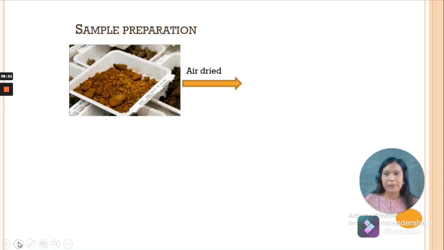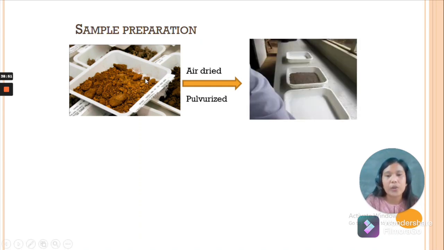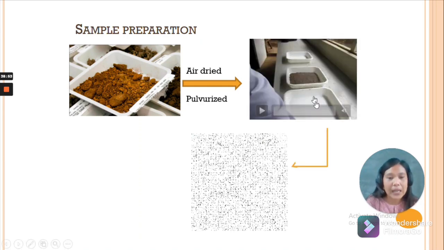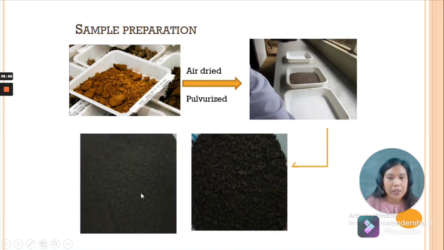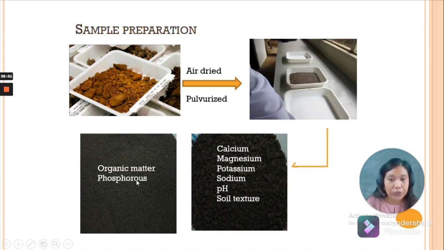Sample preparation. Okay, this part class is just for your information, because these are the job of the analyst. But to better appreciate why our soil sampling needs to be proper, the sample is air dried, pulverized, then sieved into small mesh particles and bigger ones that will go to the analysis. For organic matter, the finer particles; for phosphorus, the somewhat coarser ones; then calcium, magnesium, potassium, sodium, pH, and soil texture.